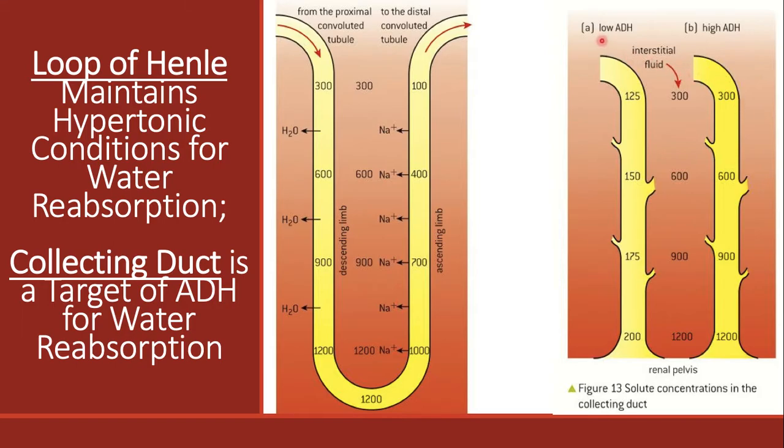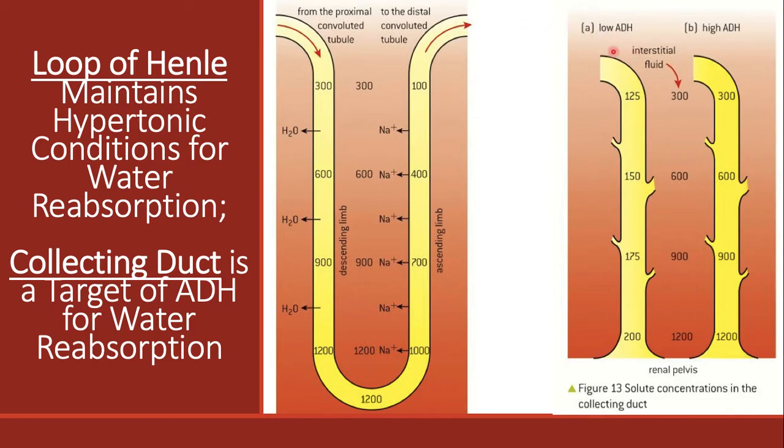So if there's low ADH, or low antidiuretic hormone, then you just end up peeing out dilute urine because you're not pulling back the water. If there's high ADH, which means there's a high amount of antidiuretic hormone, it will put little water channels along the collecting duct, and it'll pull water out of the collecting duct, which makes the filtrate very concentrated, so then you end up peeing concentrated urine instead of dilute urine. So this is a good picture to understand.